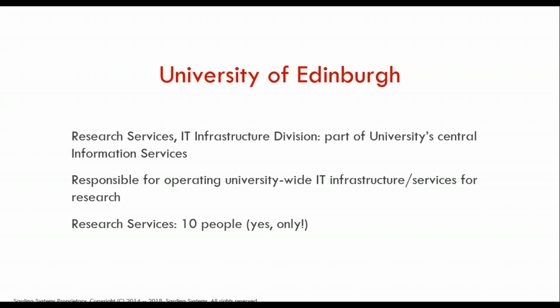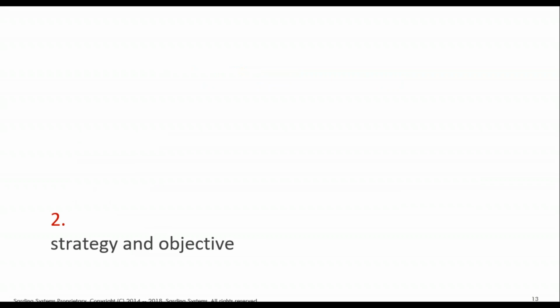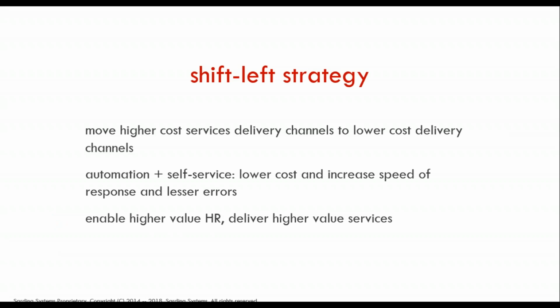Within the research services side, there are only 10 people. So quite a compact organization that they invariably then have to think very strategically about what they can deliver and what's the objective. So the university have adopted this principle of a shift-left strategy.